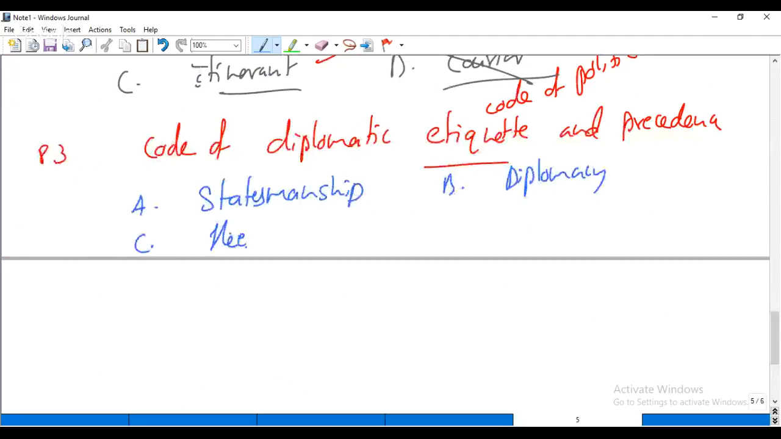So, what should be taken here? What's the meaning of statesmanship? So, statesmanship is nothing but a skill in managing public relations. So, code of diplomatic etiquette and precedence cannot be this. Skill in managing public relations.